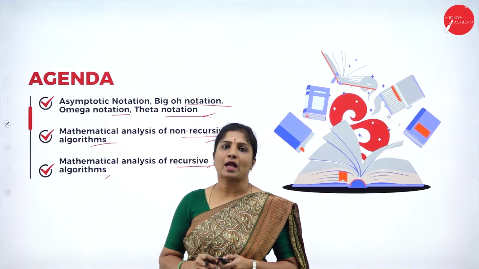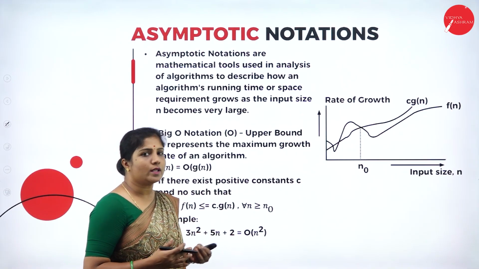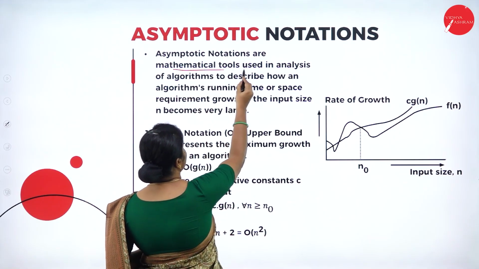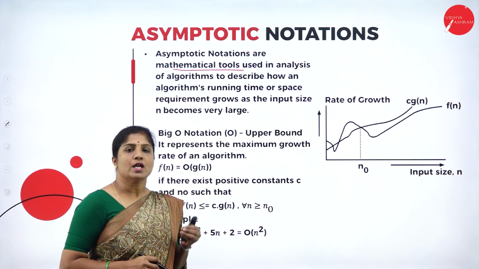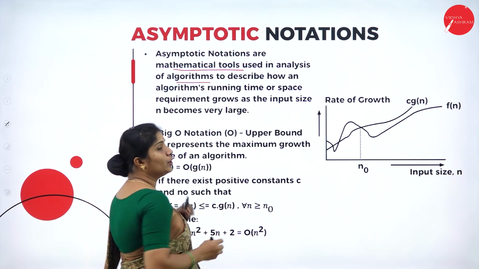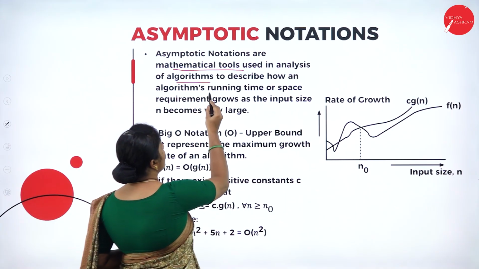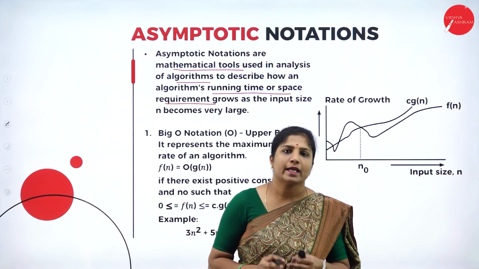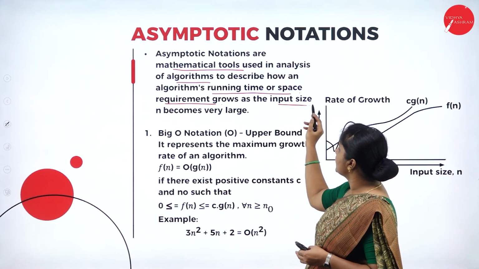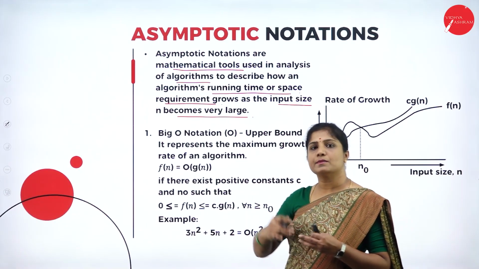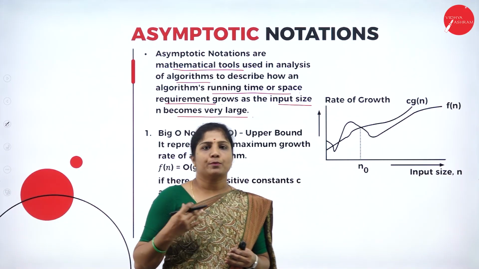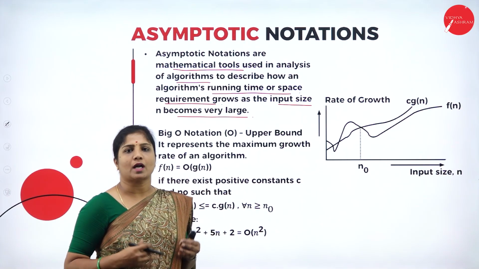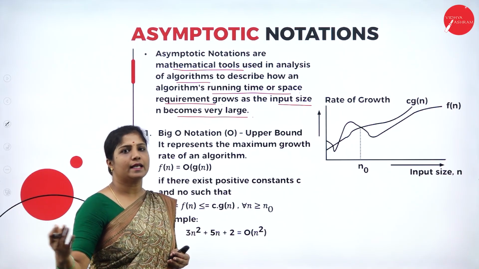So let us move into asymptotic notations. What are these asymptotic notations? These are mathematical tools used in the analysis of algorithms to describe how an algorithm's running time and space requirement grow as the input size increases. As the input size n becomes very large, the running time as well as the space complexity will both increase.